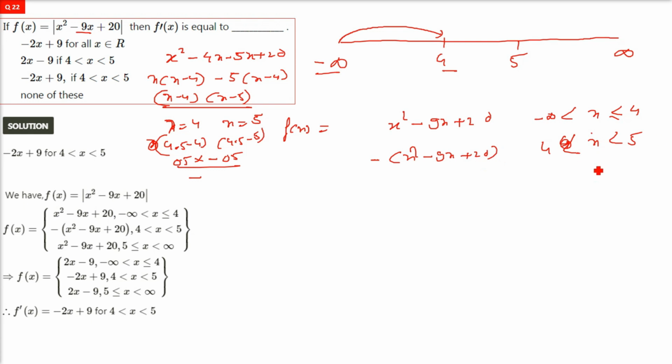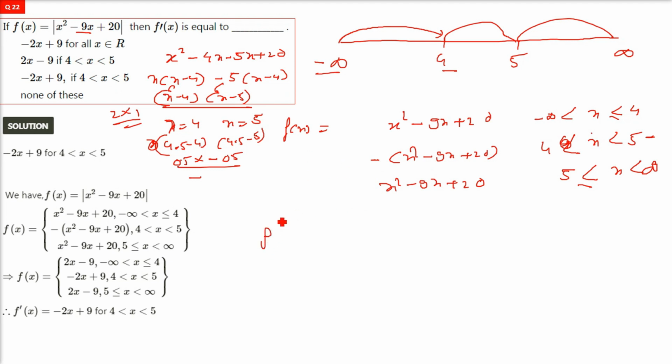Now go above 5. From 5 to infinity, 5 is inclusive here. When you put 5, 5 minus 4 is 1 and 5 minus 5 is 0. Or you put 6: 6 minus 4 is 2, 6 minus 5 is 1, and 2 into 1 is 2. So it is x squared minus 9x plus 20. This is the most critical point of this question. If you understand this, other things will be very easy.